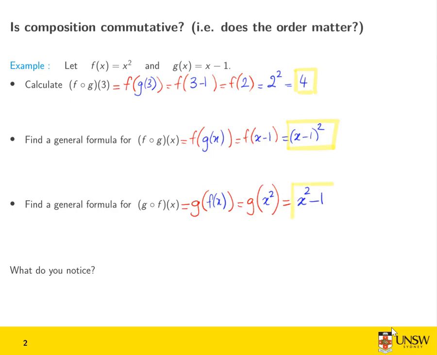And please note that I get something totally different. For instance, if you put in x equal to 0 in this one, you will get 1. And if you put x equal to 0 in this one, you get negative 1. So what do you notice? F composed with g and g composed with f are not necessarily equal. Sometimes they will be equal, in most cases they will not be.